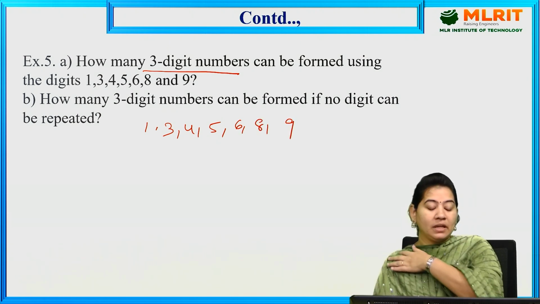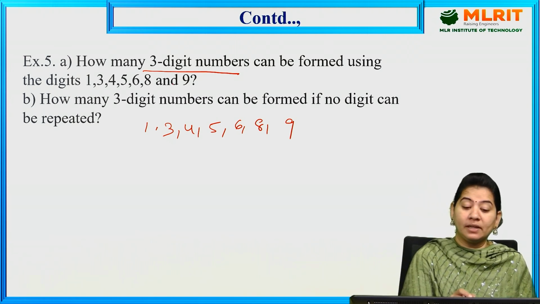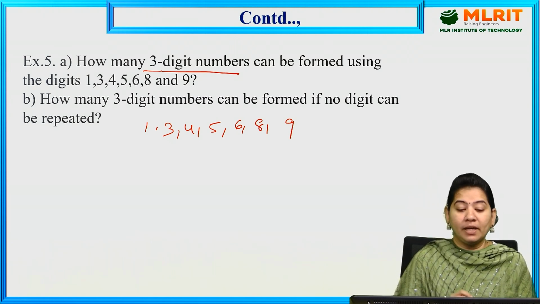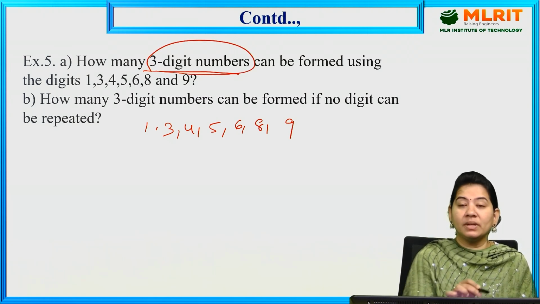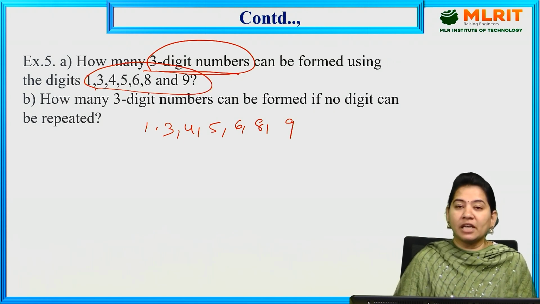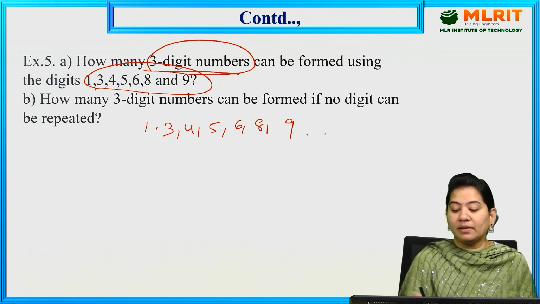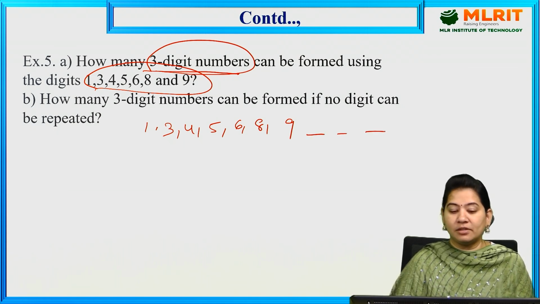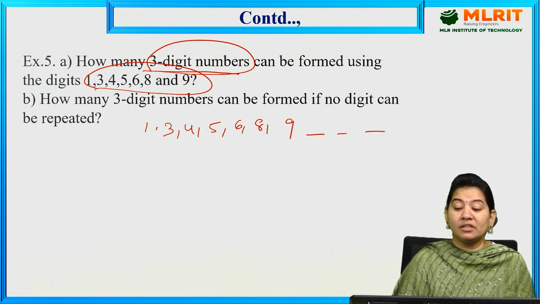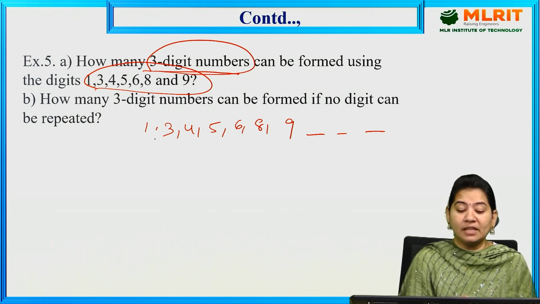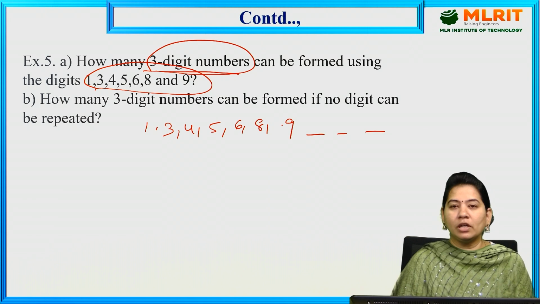So here I want to form 3-digit numbers. How many 3-digit numbers can be formed using these digits? By using these digits, I want to form a 3-digit number. Now I want to assign 3-digit numbers. So how many numbers are there here? 1, 2, 3, 4, 5, 6, 7. Total how many digits do we have?